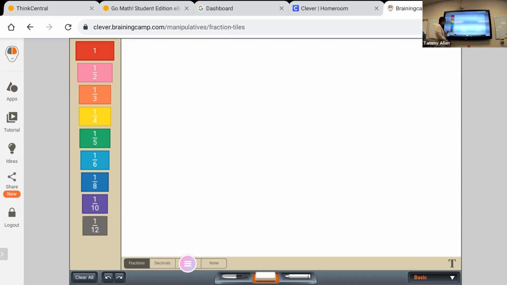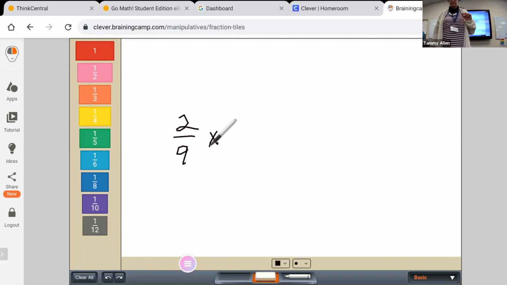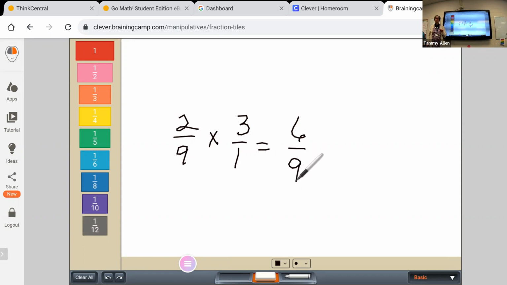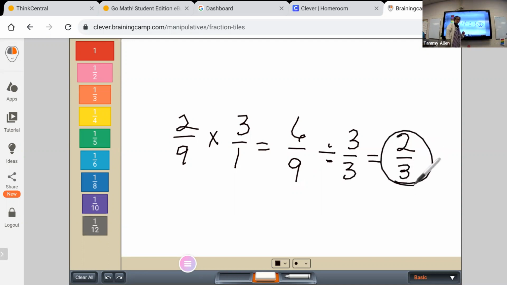Instead, we could do 2/9. And we are multiplying it by what? 3. So it'd be 3 over 1. When we multiply across, we get 6 over 9. Is that in lowest terms? No. What can we divide those 6 and 9 by? 3. So the greatest common factor is 3. Your final answer would be 2/3.